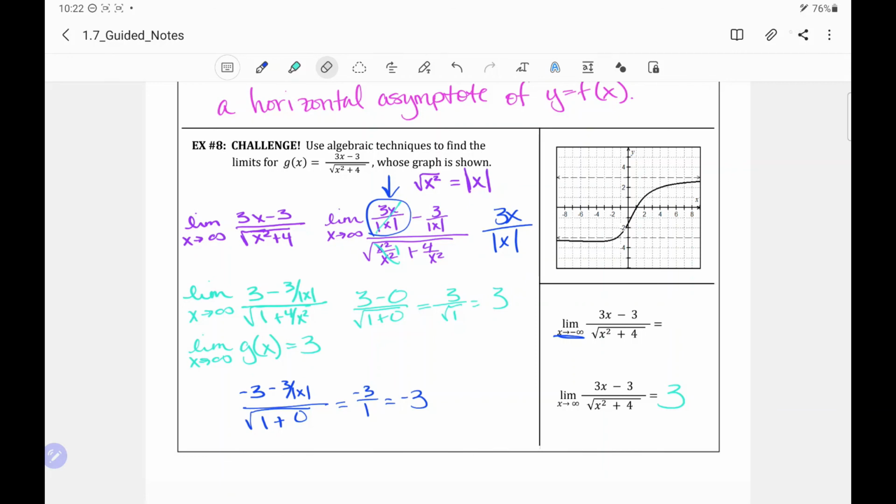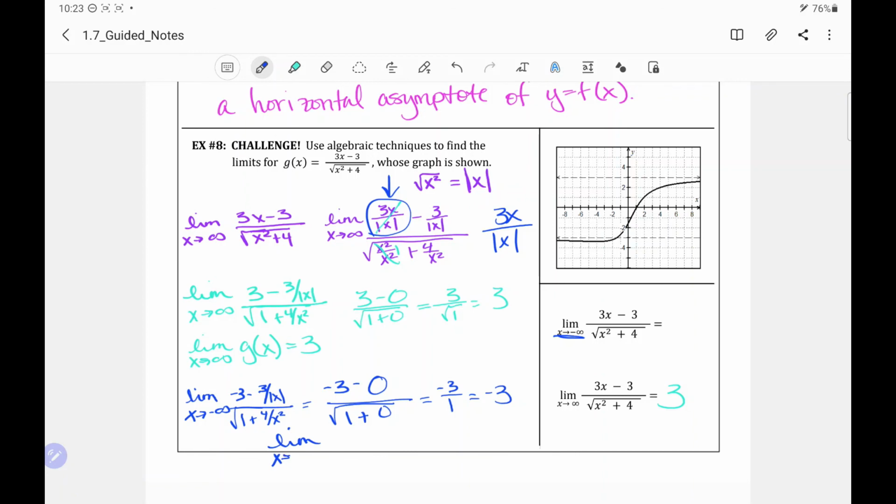Let me fix it and give myself a little more room. Okay, what I did is I rewrote the actual problem, limit as x goes to negative infinity, and then I plugged it in, and we got negative 3. And so we see that the limit as x approaches negative infinity of g of x equals negative 3, which is over here. And that would be the end of that.